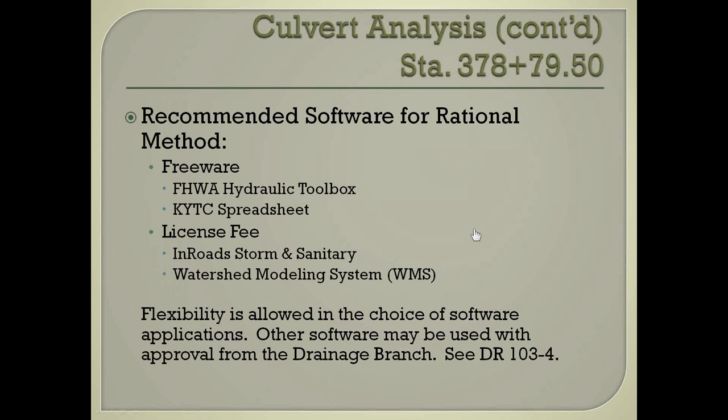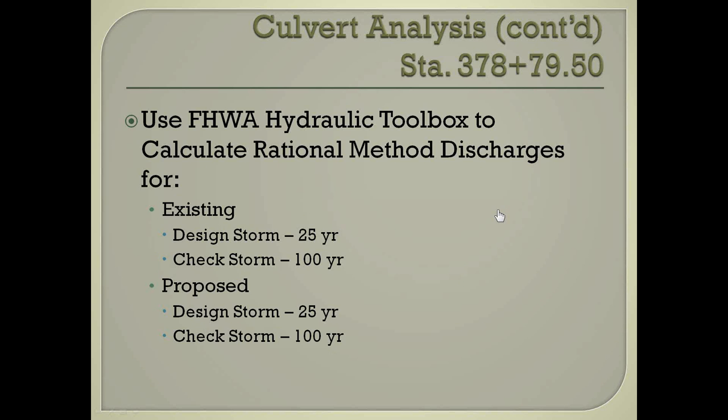Now, what software can you use to determine what the Qs are? Here are a few examples for the rational method: the toolbox, our spreadsheet, storm and sanitary, and also WMS, which it looks like very few people use, and I can understand that. The hydraulic toolbox is what we're going to use to calculate our existing and proposed design storms.